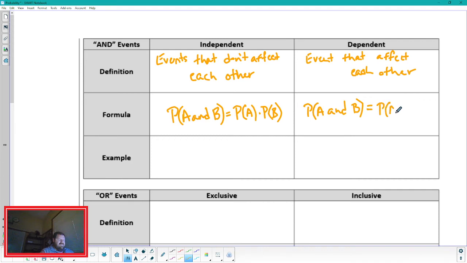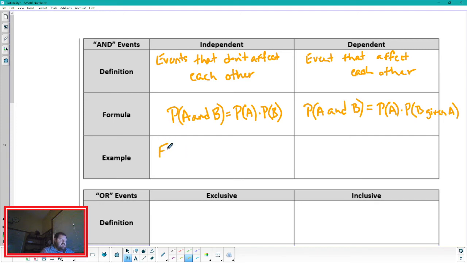Sorry about that. Probability of A and then the probability of B given that A happens. So if we know that A happens, and if they're dependent, we're going to say the probability of B given that A is something that's going to happen. Okay. Some examples that we used here.